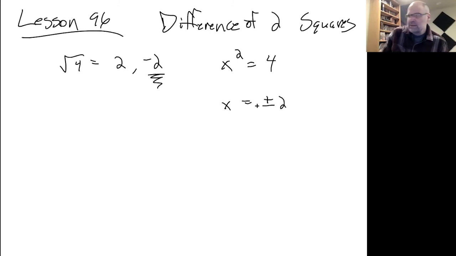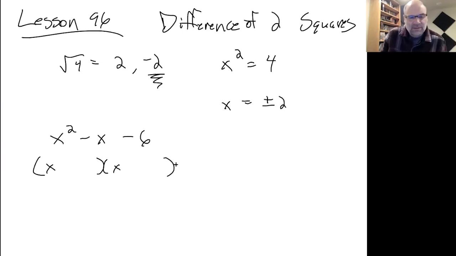Okay, but I think we talked about the difference of two squares, but let's do a real quick review. If I've got x squared minus x minus 6, how do you factor this? All right, we'll start with our parentheses. And then what two numbers multiply to get negative 6 and then add to negative 1?